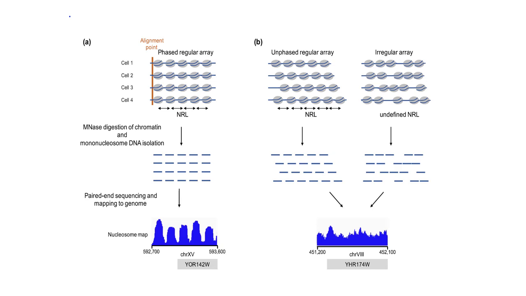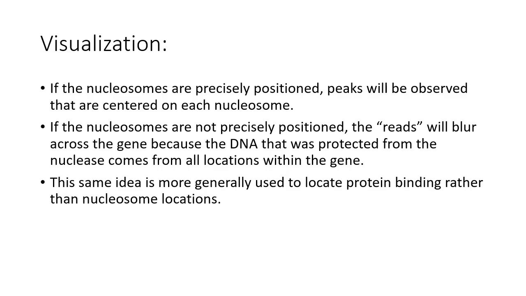So this is an example where we can use next-gen sequencing to ask a question about the nucleosomes, but this type of approach is also used for things like what DNA is actually bound by specific proteins, and what DNA is actually bound by RNA polymerase, etc. If the nucleosomes are not precisely positioned, the reads will spread out across the gene because the DNA was protected from the nuclease at all locations, not at certain locations. This same idea is more generally used to locate protein binding regions rather than nucleosome locations, but I thought this was a good example.